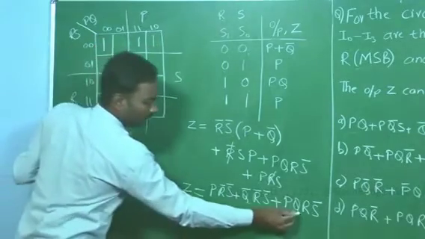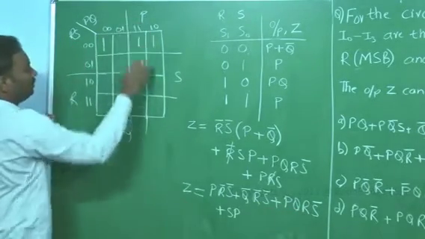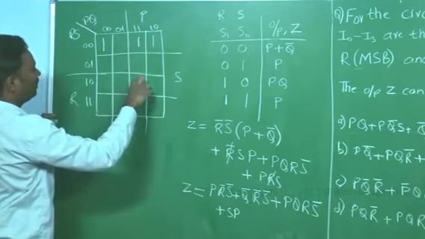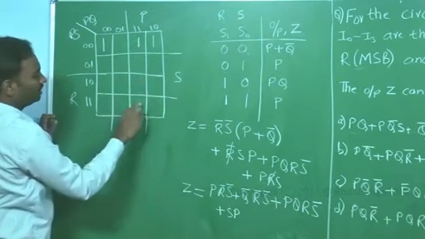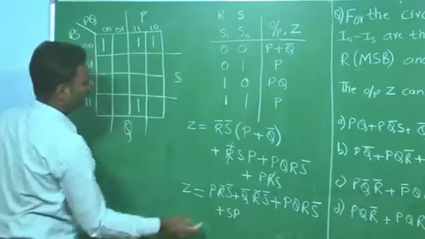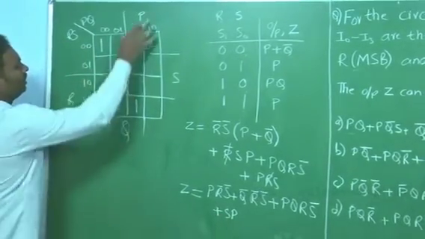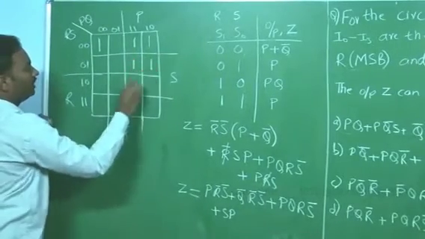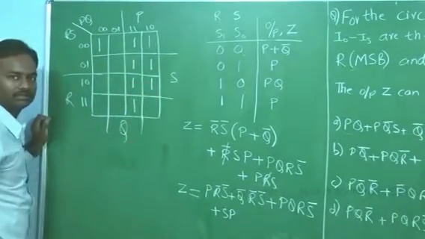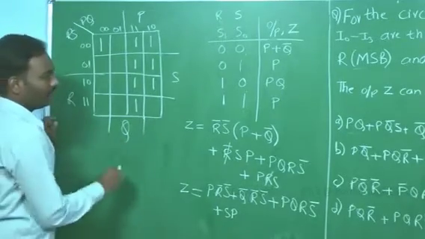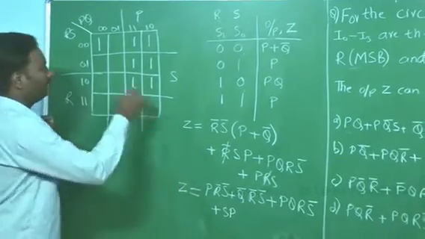The next one is PQR S bar. This is the P region, and in this Q region represents these 4 cells, R represents these 2 cells, and S bar represents this cell. So minterm here. The next one is SP. That is, this is the P region, and PS region will be these 4 cells. So 4 minterms in these cells. Now let us compare which option will satisfy this K-map.